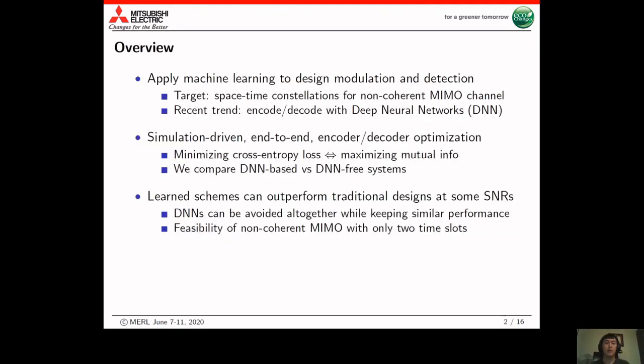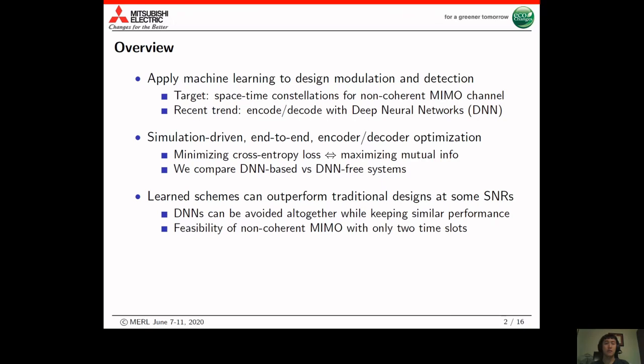The topic of our work is to apply machine learning to design modulation and signal detection schemes while targeting the non-coherent MIMO channel. A recent trend in the literature is to design encoder and decoder pairs with deep neural networks. This concept involves a simulation-driven approach to end-to-end encoder and decoder optimization, where the objective of minimizing cross-entropy loss corresponds to maximizing mutual information. However, while our work considers deep neural network-based approaches, we also consider approaches that completely avoid the use of deep neural networks while still providing the simulation-driven end-to-end optimization.